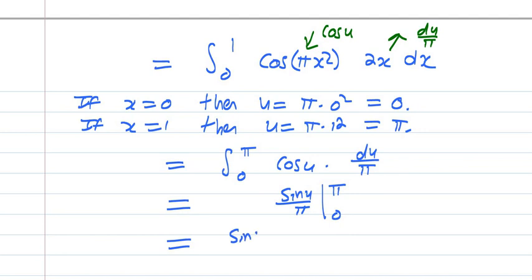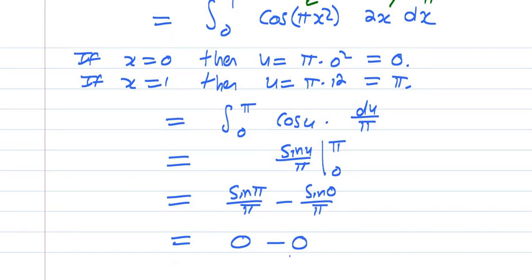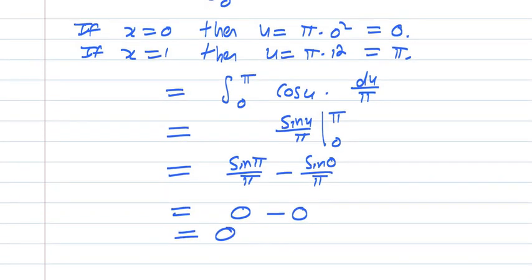We will then have sine pi over pi minus sine 0 over pi. Sine pi is 0, so this becomes 0. Sine 0 is 0, so it's 0 minus 0, and that's equal to 0. Alright? And that, ladies and gentlemen, is the answer to this question.